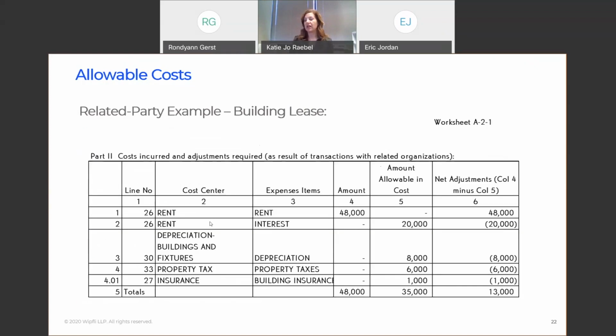So this is just that same example, and a page from the cost report where we have adjustments to costs, where again, we've claimed $48,000 on our Medicare cost report, but our actual costs incurred by the related party are $35,000. Therefore, there's going to be a reduction in expenses of $13,000.